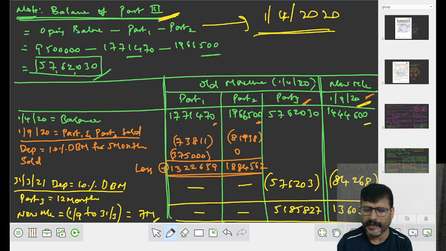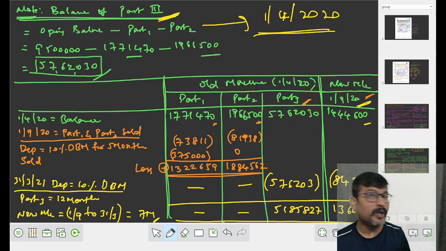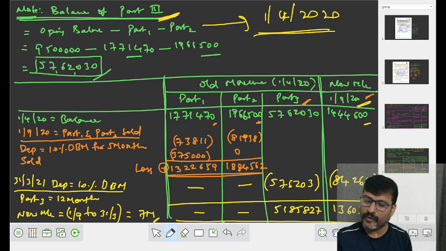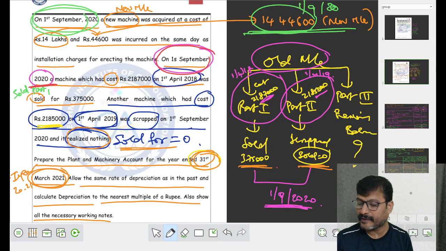My dear student, please follow this particular method that will really help you to get a very good knowledge in the depreciation chapter. Moreover, I am telling you, this is the most important problem, a critical problem, a difficult problem in your board exam, in your CA foundation exam. Fine. What we have to do? We have to prepare the machinery account for the year ended 31st March 2021.